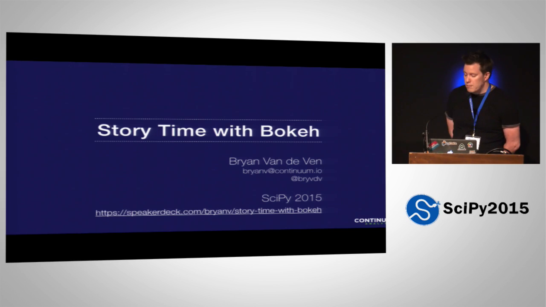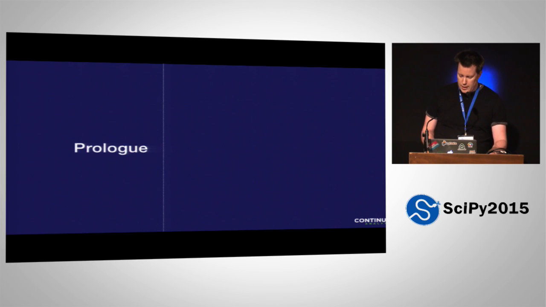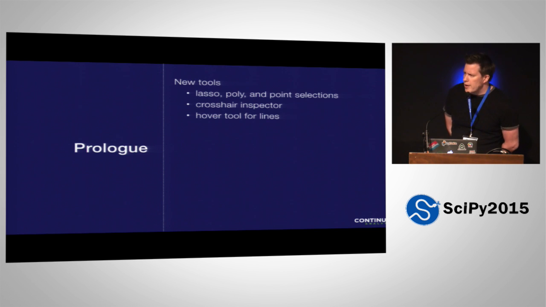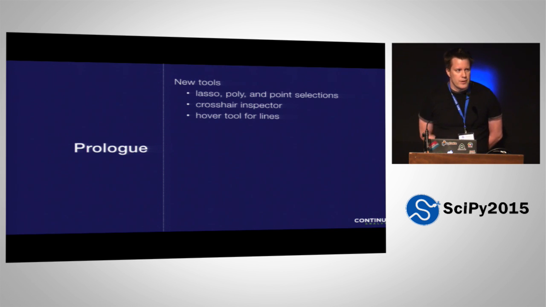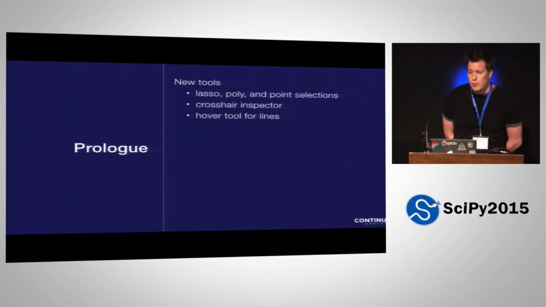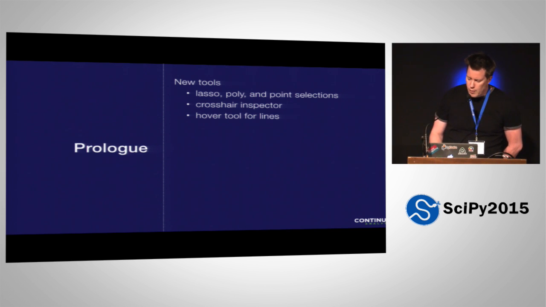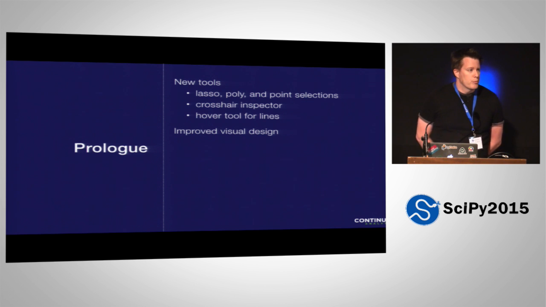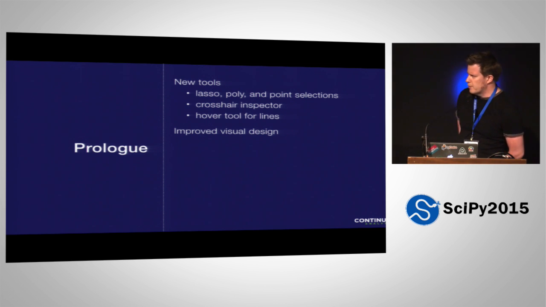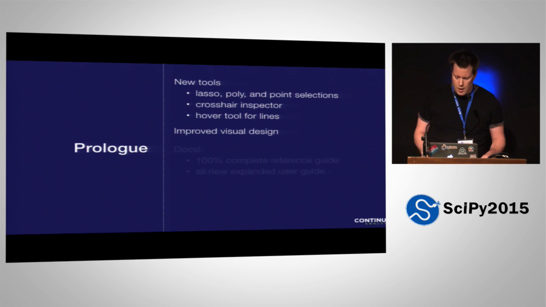So quickly, first, let's talk about what's been going on since last year. Bokeh, as you probably know, is a visualization system geared towards visualizations in the browser from Python or other languages. And a lot's been going on in the last year. We have a lot of new tools that people have asked for, things like sophisticated selection tools, lasso and point and poly selections, and a hover tool for lines, a feature people have asked for quite a while. We've also done a design pass, so we have a much improved visual design, especially the toolbar. We'll see some examples of that in a minute, so I won't spend too much time on it.